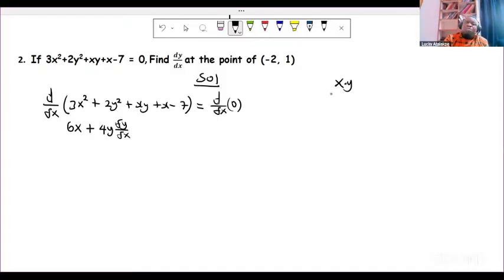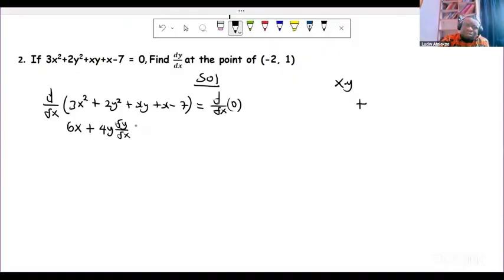Then this xy, you are going to treat it as a product of x multiplied by y. The model is simple. You differentiate x first, you leave y. Then you say plus. In the first one, we differentiated x and left y. In the next one, I'm going to differentiate y and leave x. So let's implement what I've just said.